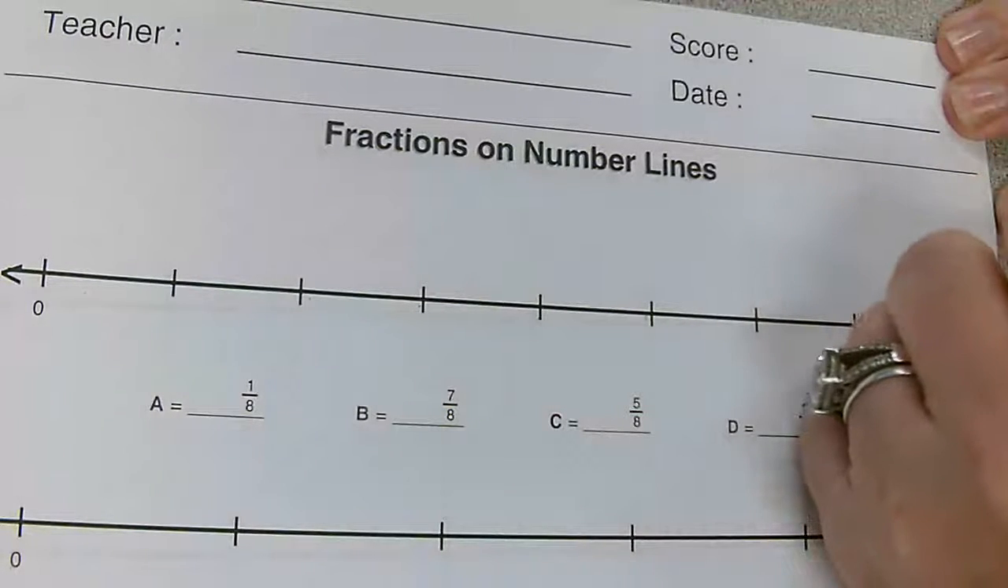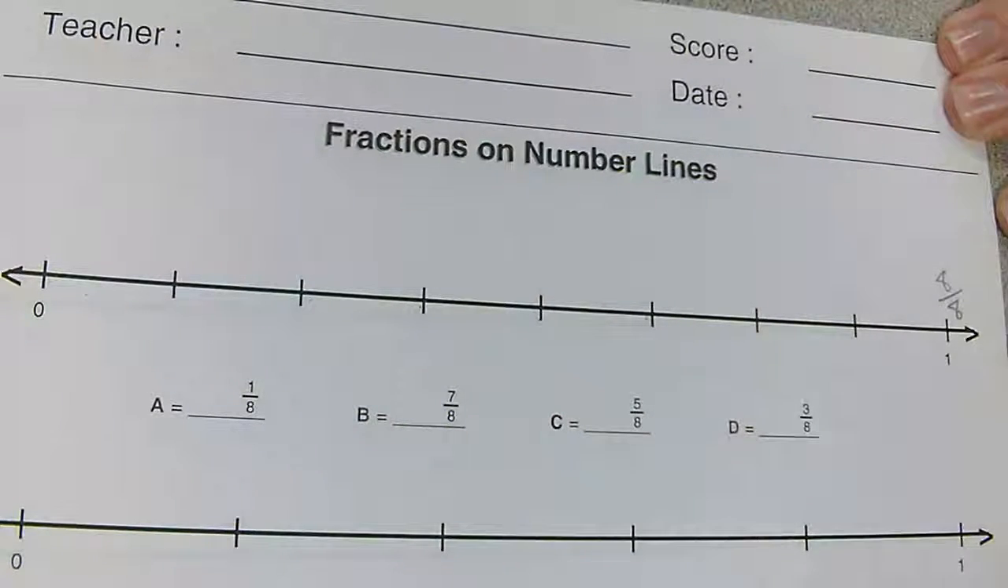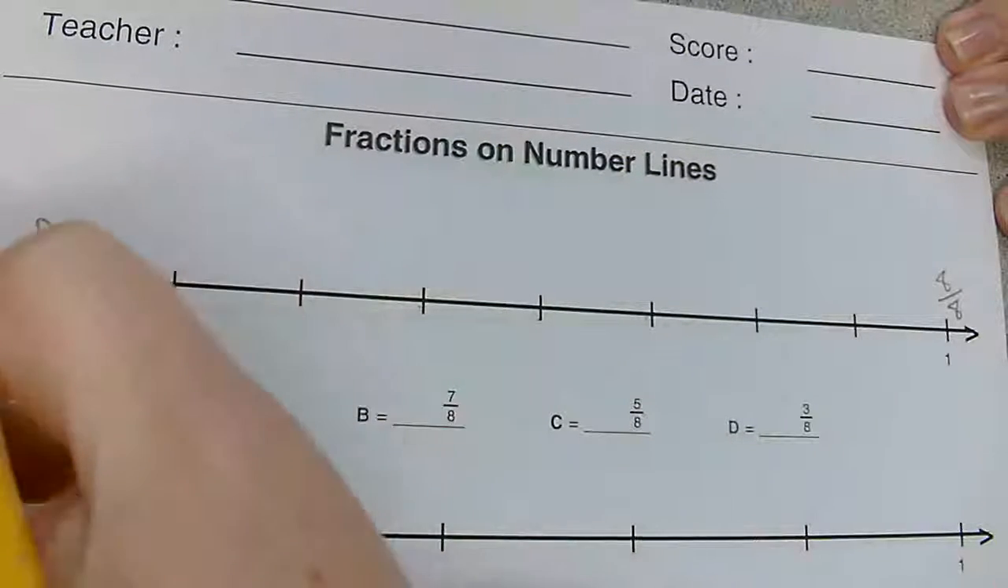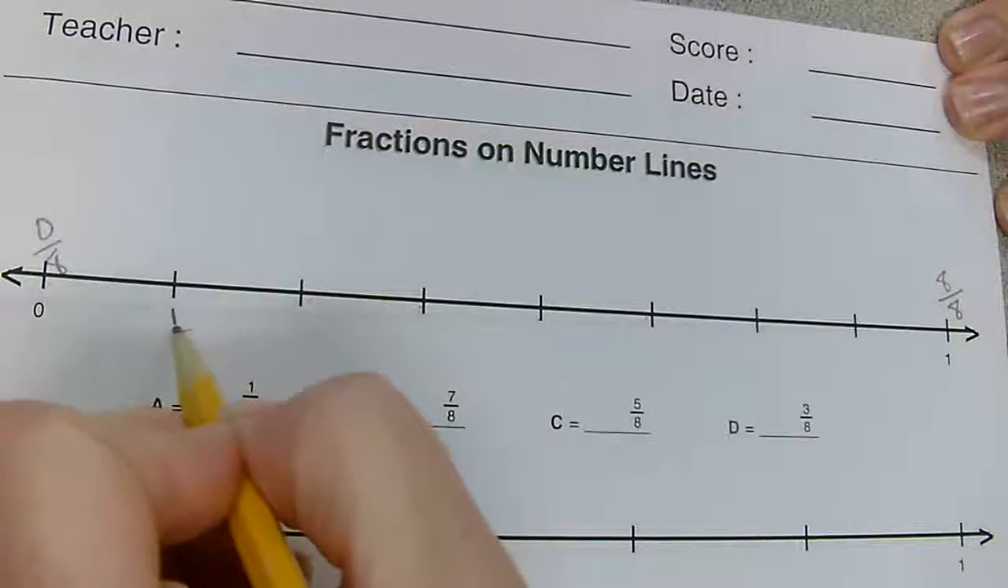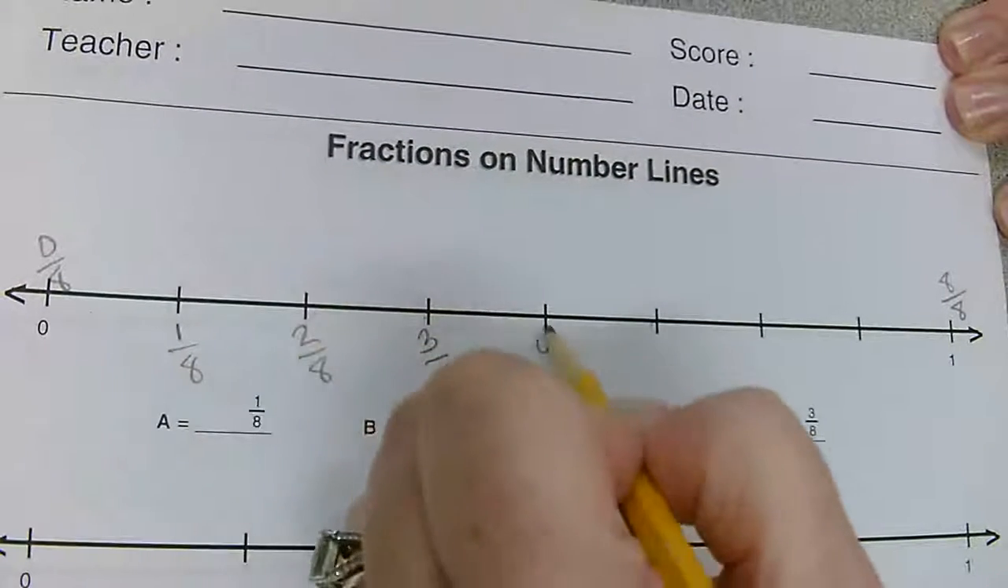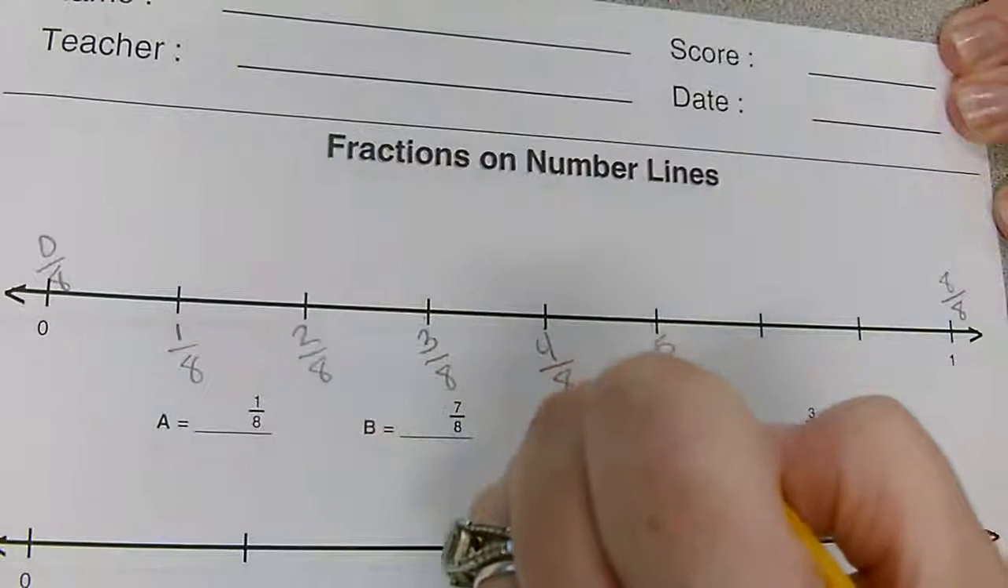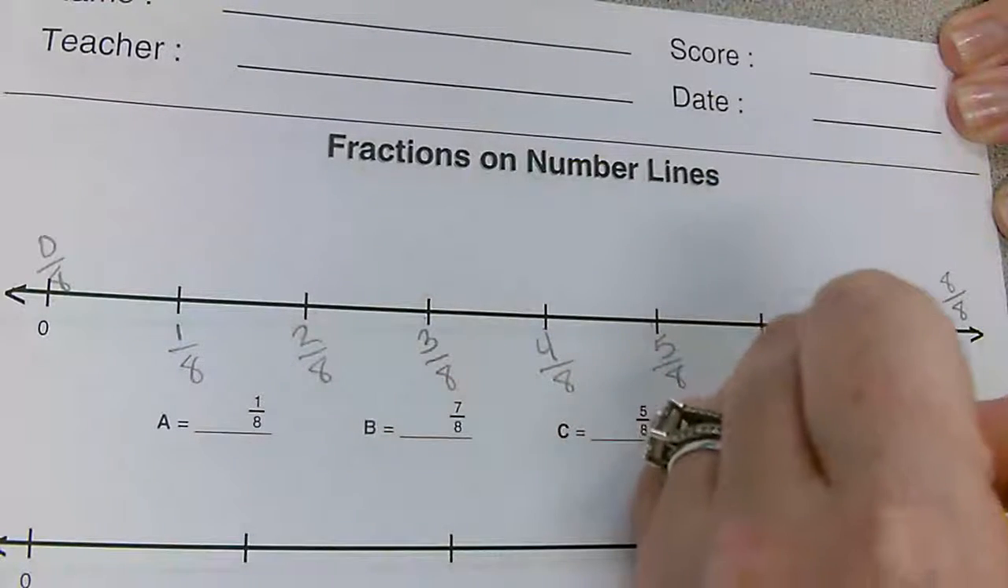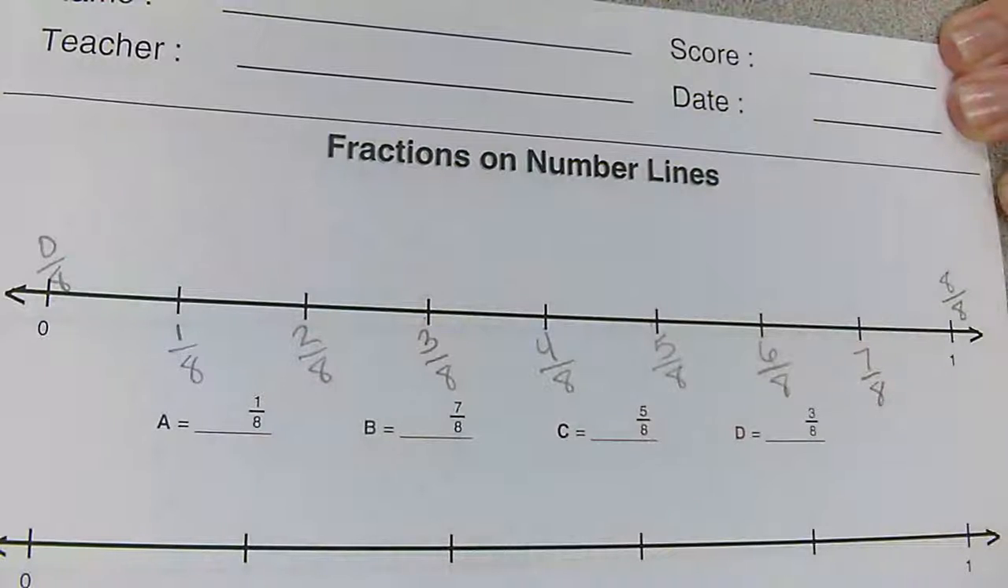1 is actually 8 over 8 because 8 divided by 8 gives me 1. 0 would be 0 over 8. So that means each one of these is going to be a 1/8, 2/8, 3/8. So I want you to label them just like I do. 4/8, 5/8, 6/8, and 7/8. And then that will make it easier for you to label your points. So now I should be able to do this really quick.